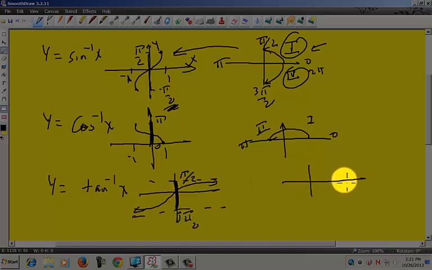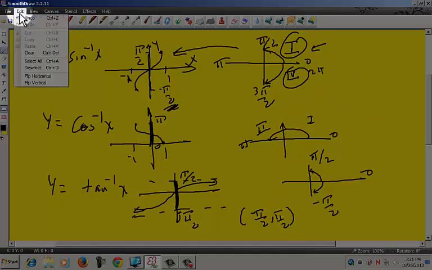Well, where is that on the unit circle? There's 0, there's pi over 2, and here's my negative pi over 2. So I can't include those because I have an asymptote, so it goes to here, but it doesn't actually reach pi over 2, and it goes down, and it doesn't reach negative pi over 2. So my range here, remember, is negative pi over 2 to pi over 2, not inclusive. That was actually my range for tan inverse.